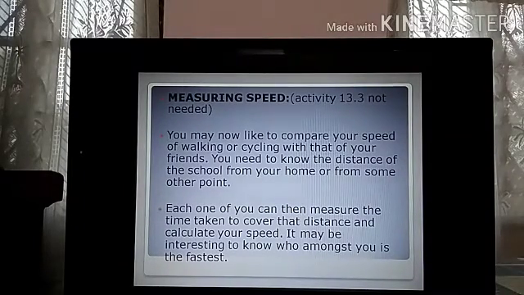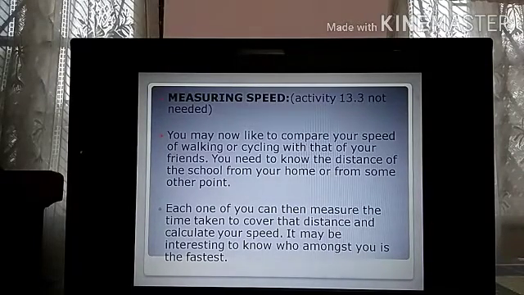Suppose you get the answer, whatever answer you get, that should be in the proper unit, like 2 meters per second. It has to be written. Like 10 twos are 20, so 20 by 10 is 2, and your answer will be 2 meter per second.